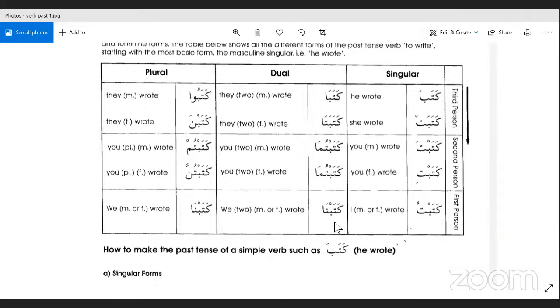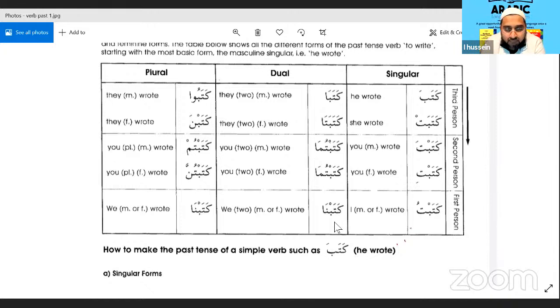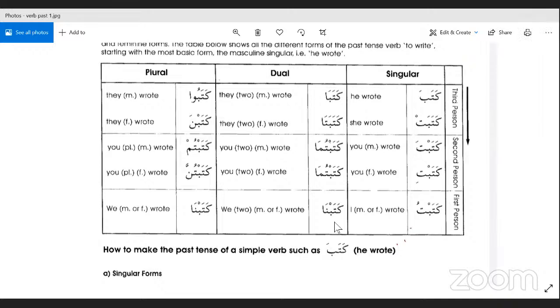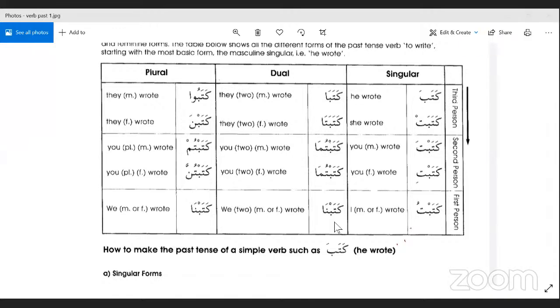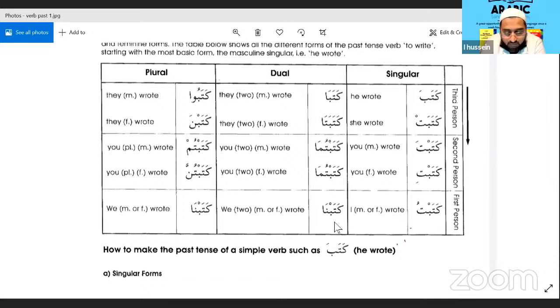Darasta, darastuma, darastum, darasti, darastunna. Correct. First person. Darastu, darasna. Excellent.